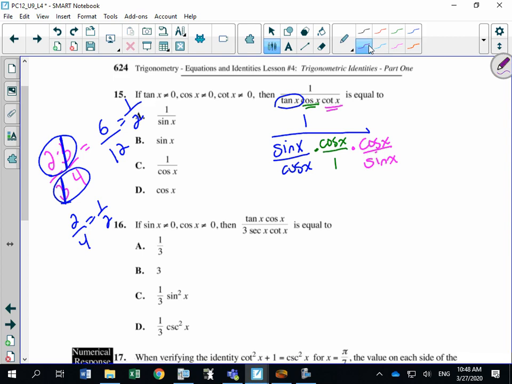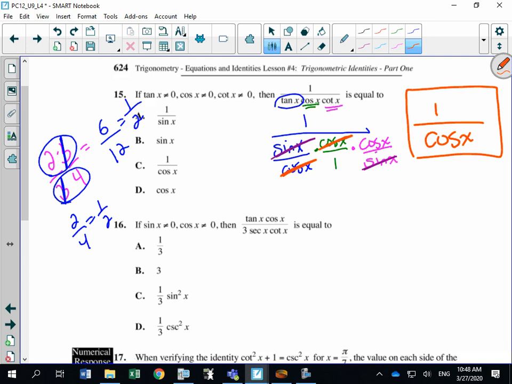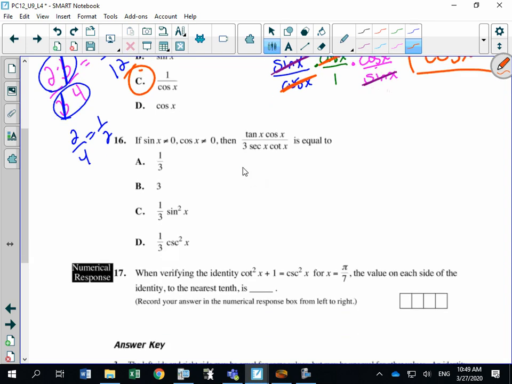So it looks super messy, but get rid of that guy. Get rid of one of your coses. And then we've cleaned this up greatly. We've got 1 in my numerator, and in my denominator, I have cos of x. I could put cos of x over 1, but I don't need to. It's 1 over the cos of x. So this is where identities, when you get used to it, actually become fun, because something that looks super scary is going to clean up really nicely. So 15C. Okay, let's see if we can have the same fun with 16.